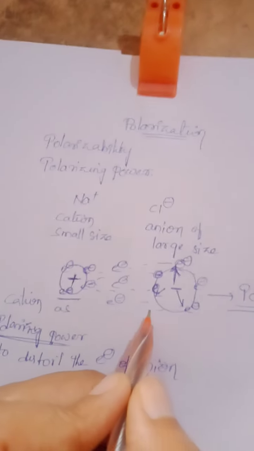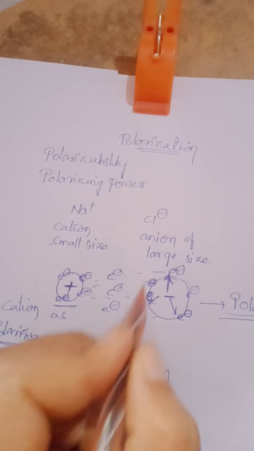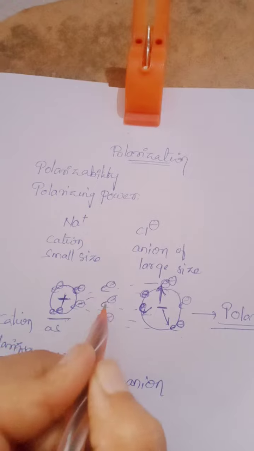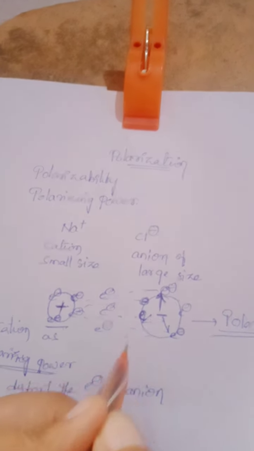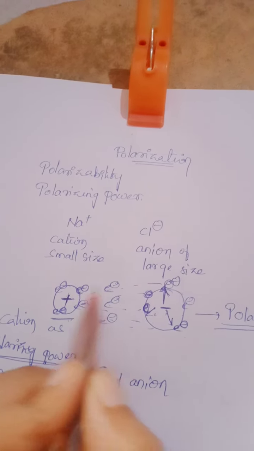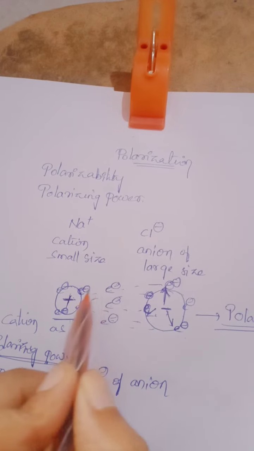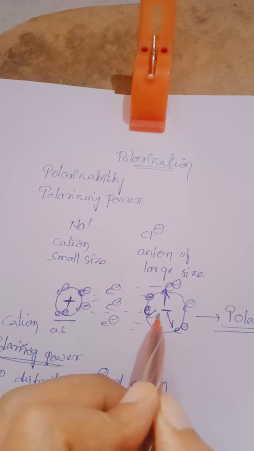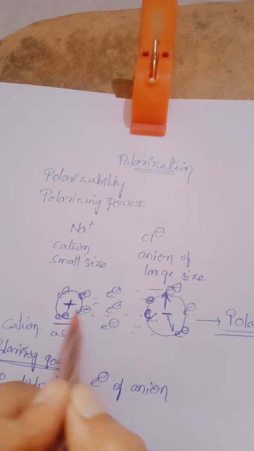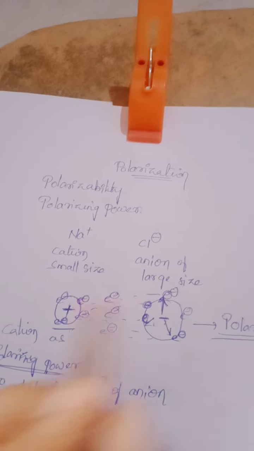Now, when this distortion takes place, the electrons undergo distortion and the electron density, that is the number of electrons, increases between the cation and anion. During this distortion, the electrons from the anion move towards the cation. The cation attracts electrons of the anion. So while the anion undergoes distortion, the electron density between the cation and anion increases.